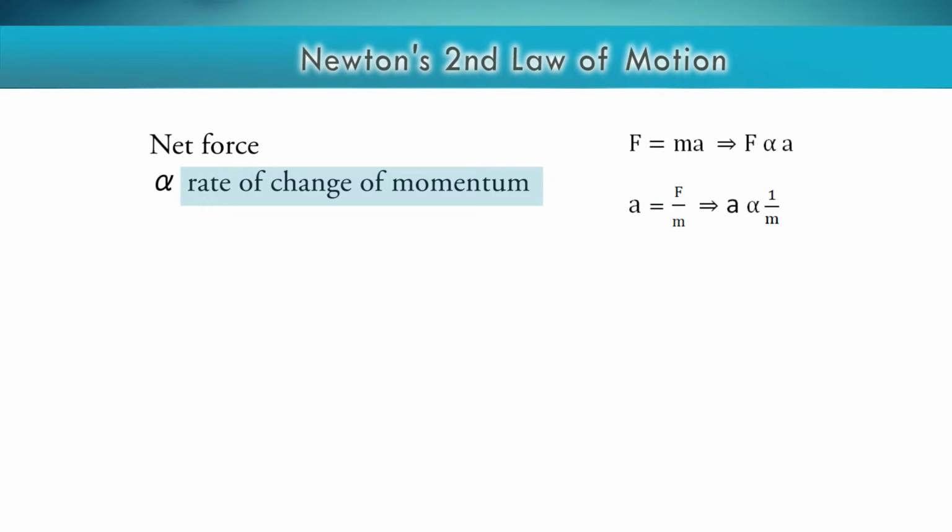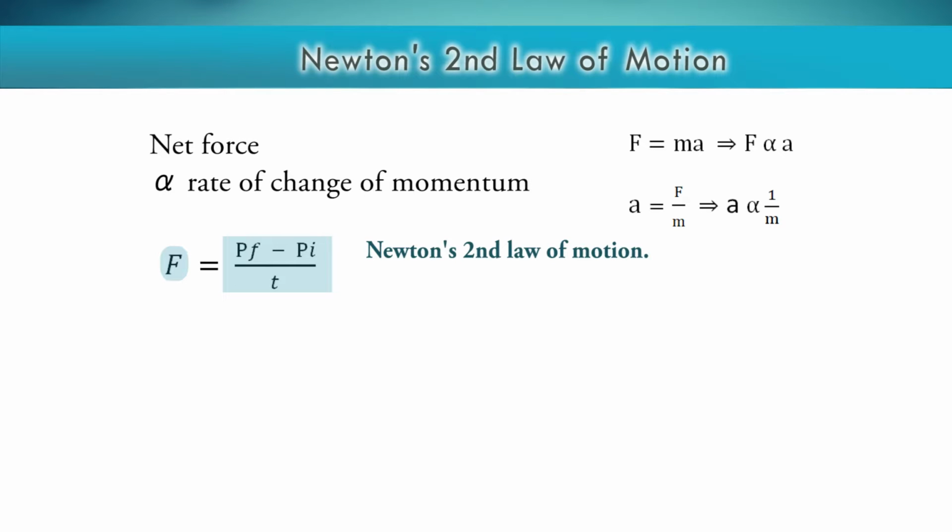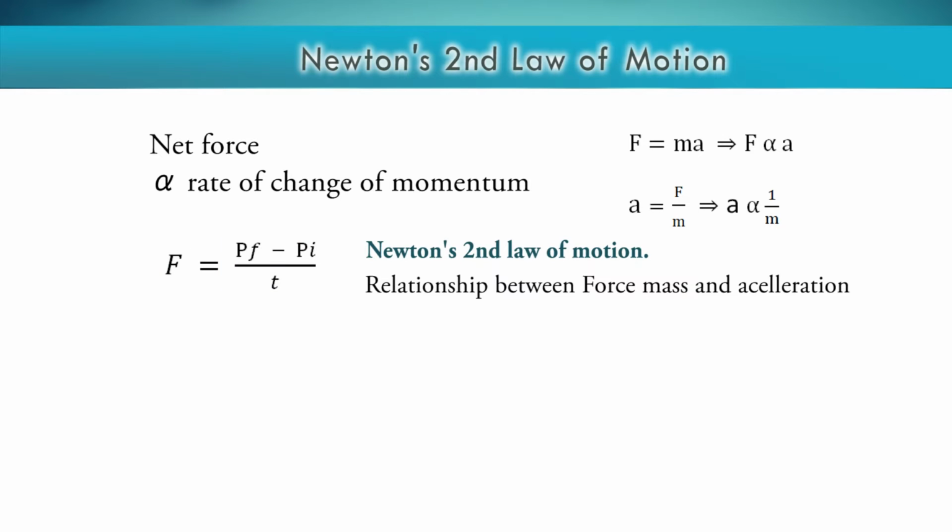So the force that causes motion change is the unbalanced force or net force. Mathematically, we say that net force is directly proportional to the rate of change in momentum. If Pf is the final momentum and Pi is the initial momentum, then we have net force F equals Pf minus Pi over t. This is the statement of Newton's second law of motion, which gives the relationship between force, mass, and acceleration of an object.